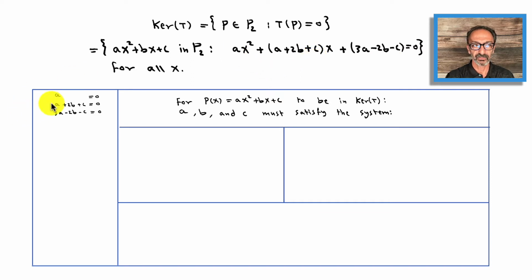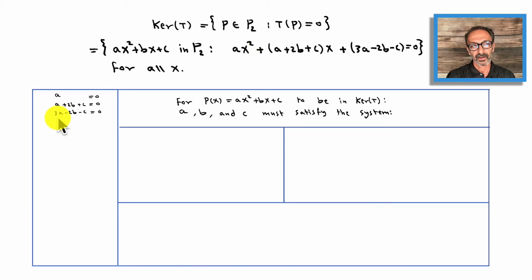We have A equals 0. We have A plus 2B plus C combined, not A and B and C individually, equal to 0. So this component will be 0. This right here will be 0. And this here will be 0.